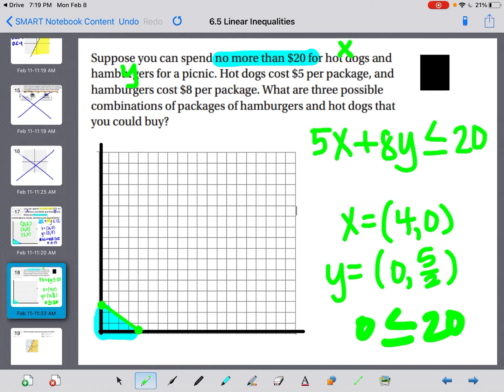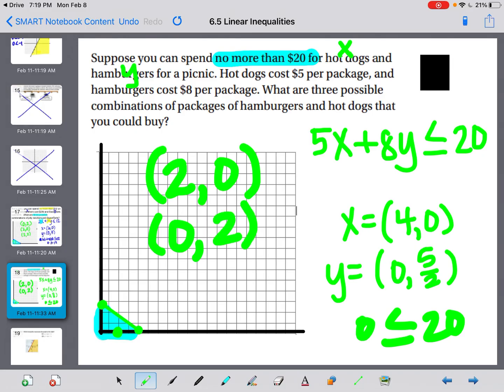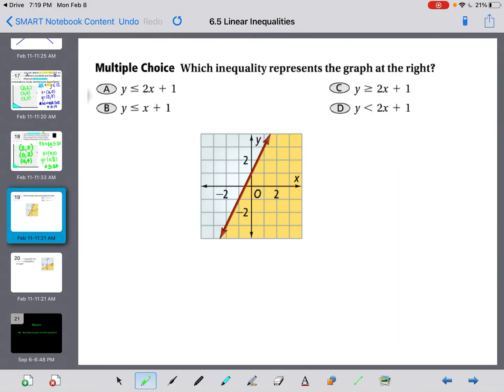So I could pick, we could all have different answers, but I could say that I'm going to buy 2 packages of hot dogs, 0 hamburgers. I could buy, right here, I could go 0 hot dogs, probably not 2.5. Let's go with 2 packages of hamburgers. I could also go over here and do 4 packages of hot dogs, but 0 hamburgers. All possibilities.